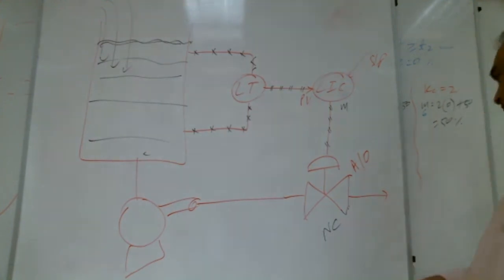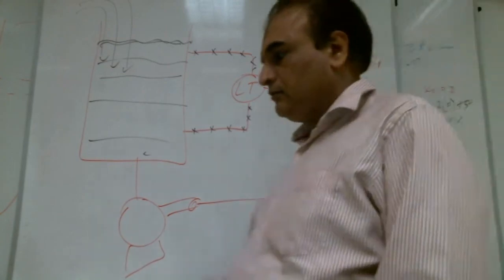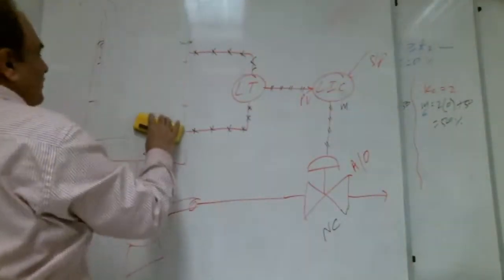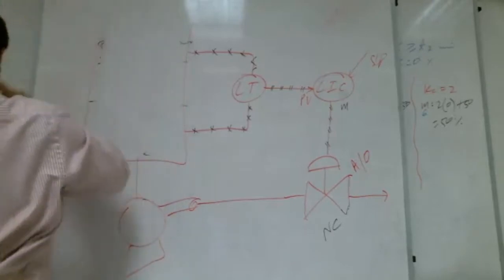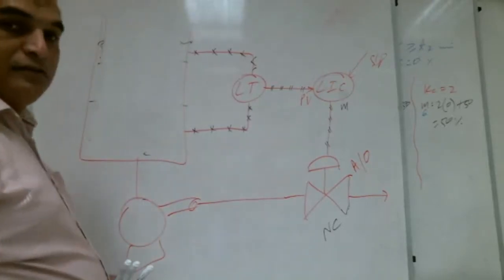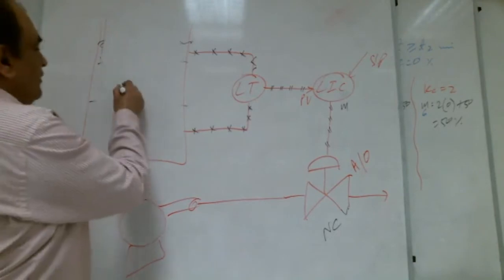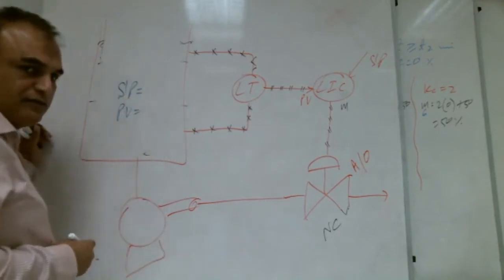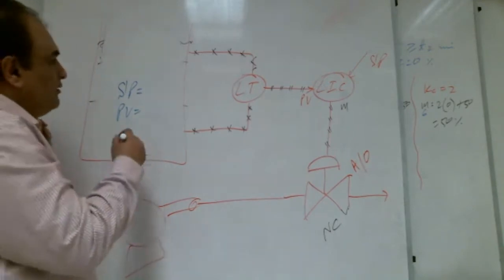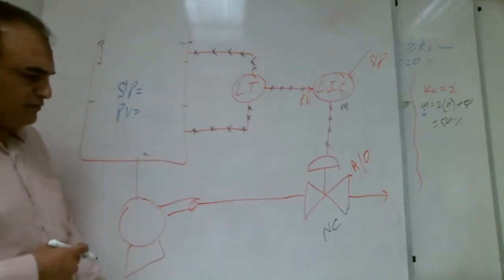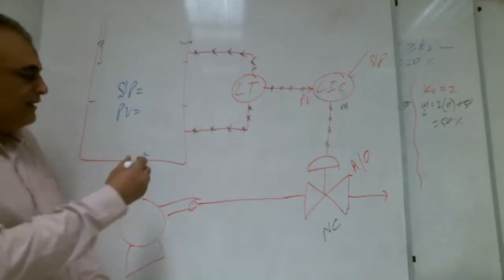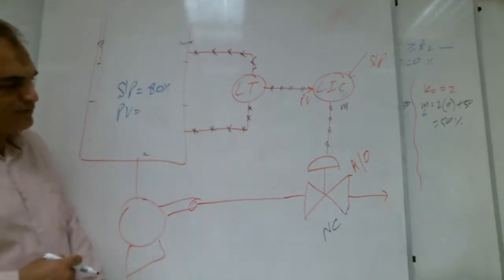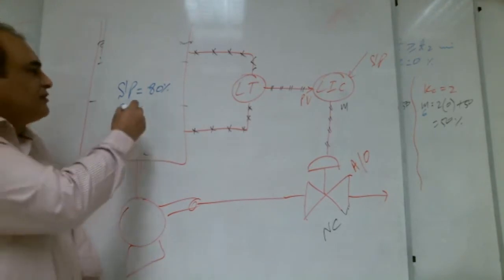What is the first step? The level transmitter, teacher. See if the SP is the first thing. See whether the PV is near to the SP or not. How much is SP? We don't know. Tell me some number. 80%, for example. How much is PV? 75.